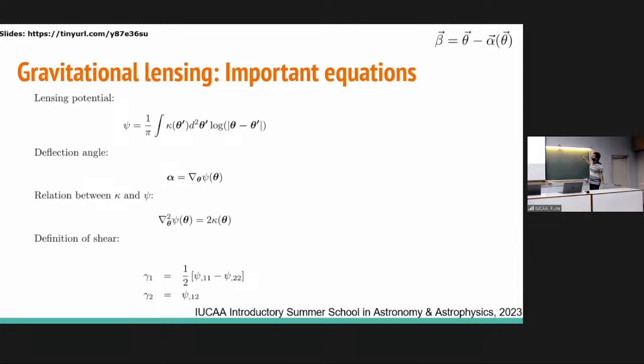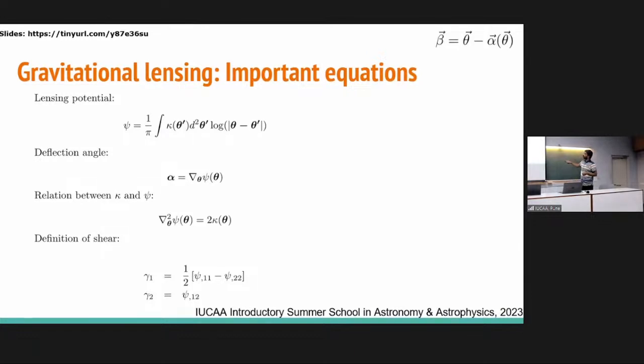Okay? Then, if you want to figure out what this alpha is, you need to know something called the lensing potential. So, given a surface density, you can define this thing called kappa, which is the surface density with respect to the critical density, given the source direction. And so you can define this thing called the lensing potential, which is just an integral of this kappa over different positions in the sky with this kind of a curve.